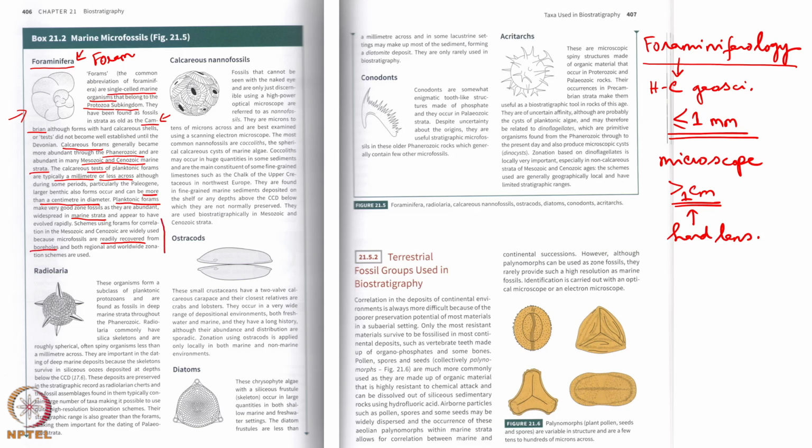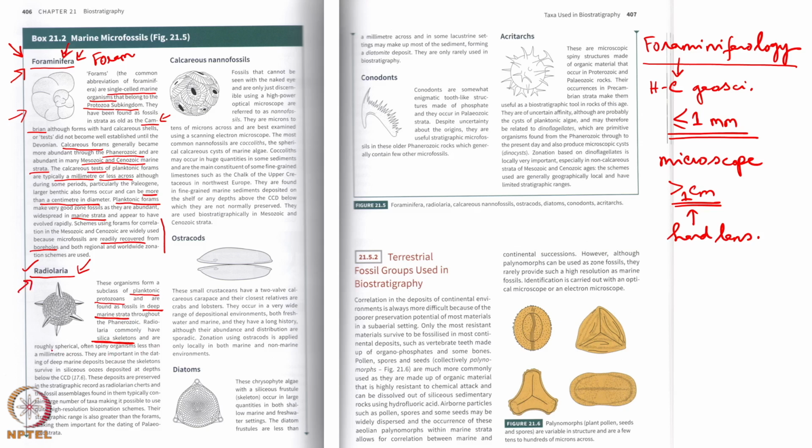Let us look at the radiolaria. Radiolaria form a subclass of the planktonic protozoans. They are found in the deep marine strata. Note this term. Regarding radiolaria, we are saying that they are found in the deep marine strata. We did not make any such specific statement regarding the forams. Radiolaria commonly have silica skeletons, whereas in the case of foraminifera we said that they have calcareous tests. The test chemistry of foraminifera and the skeleton chemistry of radiolaria are markedly different.